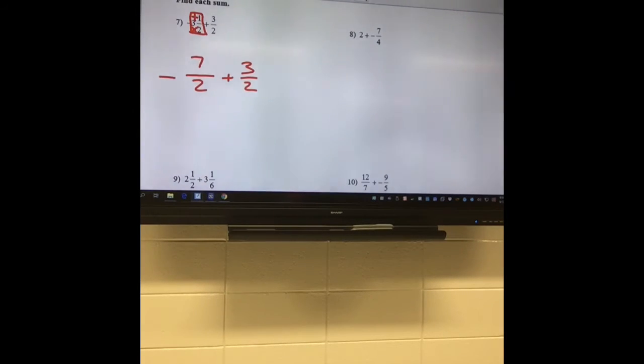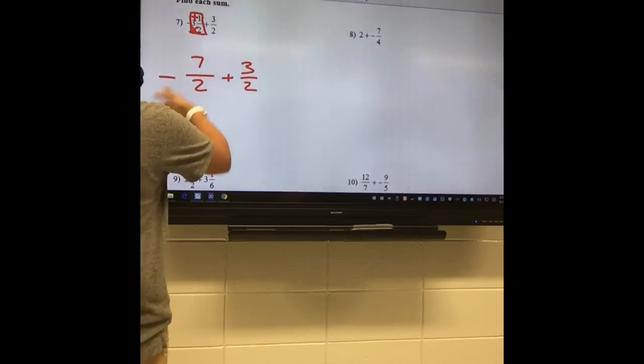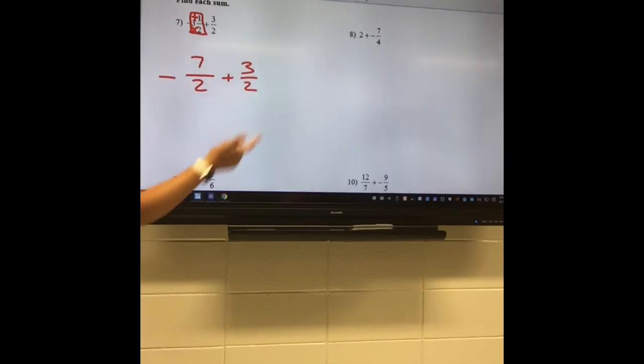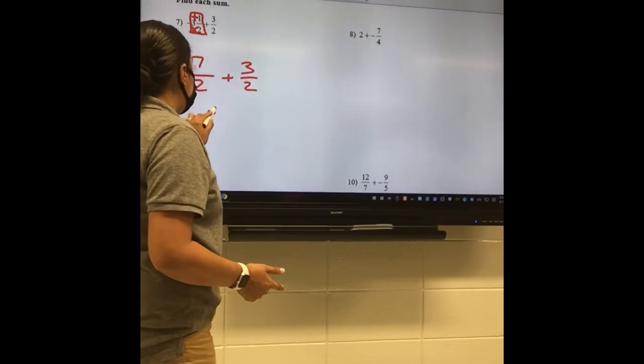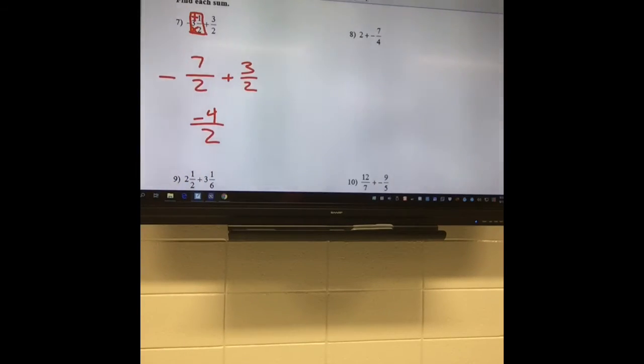Now, what do we check next? The next thing that you would need to check is if the bottoms are the same. Are they? Yeah. So you can add or subtract straight across. What if they're not? You have to multiply to get them to be the same bottom number. So always check, make sure that they're the same bottom number. In this case they do. So you really got -7 plus 3 to give you -4 over 2, okay?